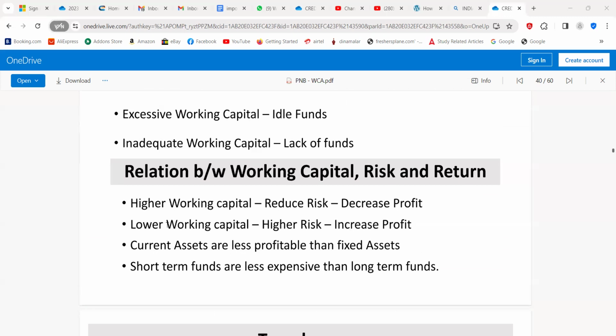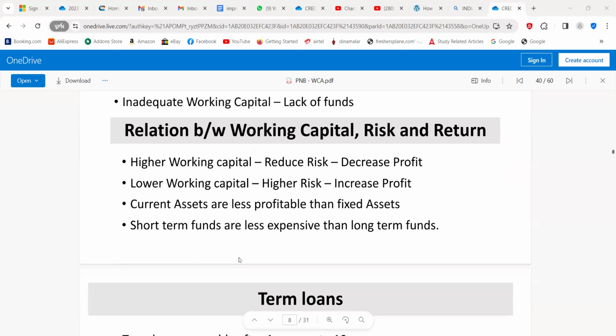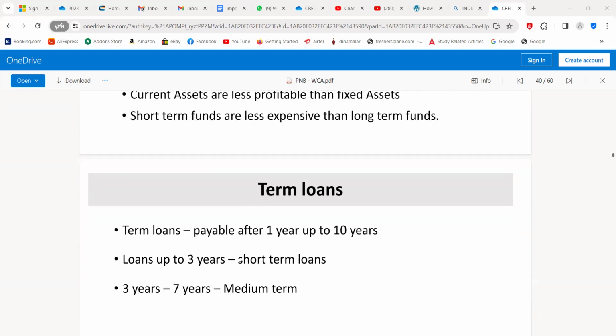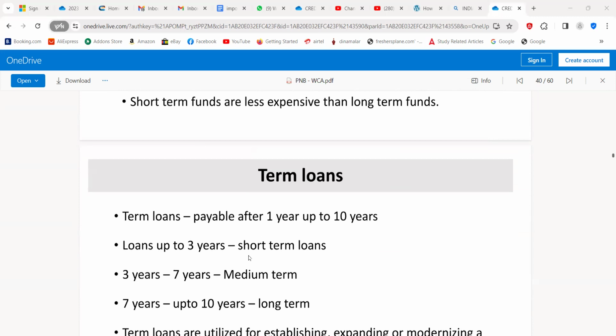Relation between working capital, risk and return. Higher working capital reduces risk and decreases profit. Lower working capital has a higher risk, which increases profit. Current assets are less profitable than fixed assets. Short-term funds are less expensive than long-term funds, because the interest charged will be less.